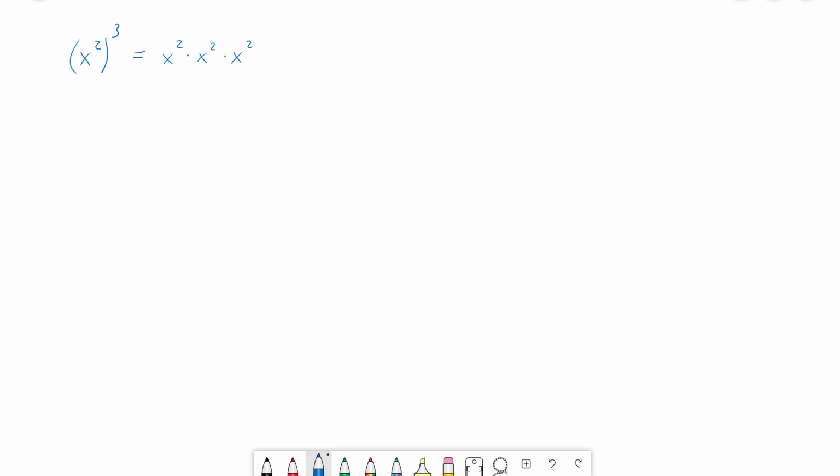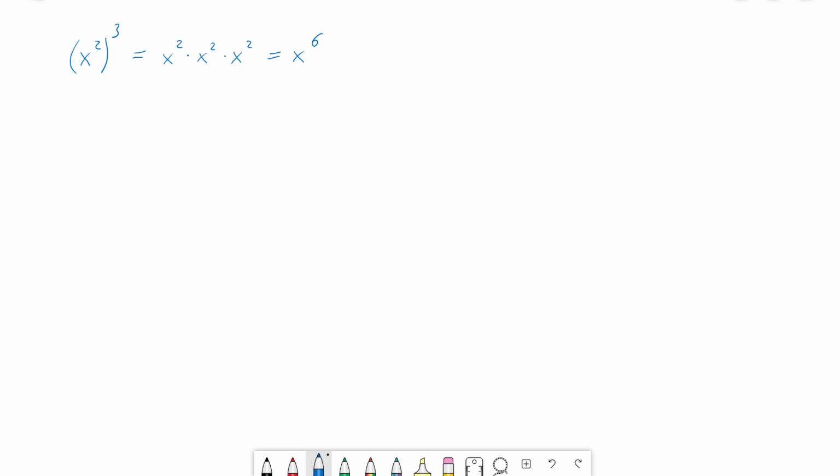That power of 3 outside the parentheses says I'm going to take 3 copies of what's inside and multiply them all together. Now we can use our rule that just simply says to add up our exponents. 2 plus 2 plus 2 is 6, so that's the same thing as x to the 6th. 6 is the same result we get if we multiply 2 by 3, and that's generally how the power to power rule works: we multiply the two exponents together.